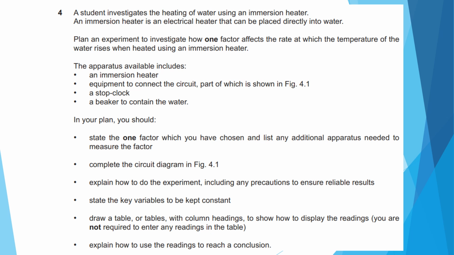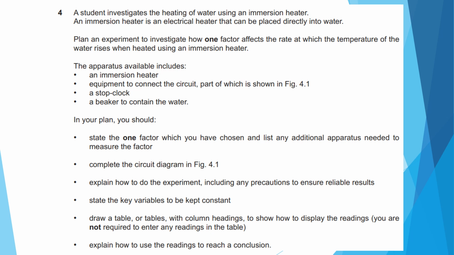Plan an experiment to investigate how one factor affects the rate at which the temperature of the water rises when heated using an immersion heater. The apparatus available includes an immersion heater, equipment to connect the circuit, part of which is shown in figure 4.1, a stop clock, and a beaker to contain the water. In your plan, you should, here starts the question.